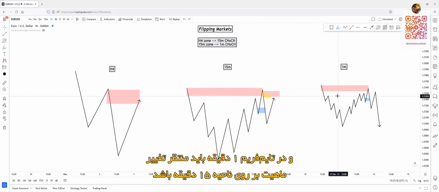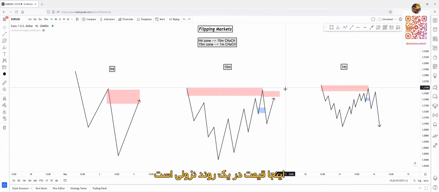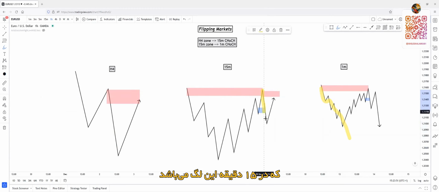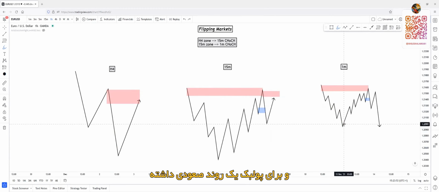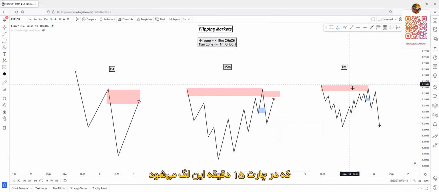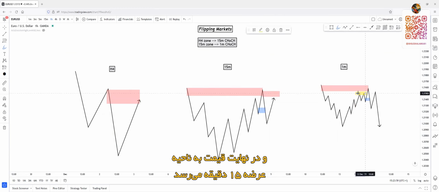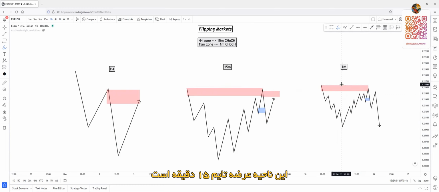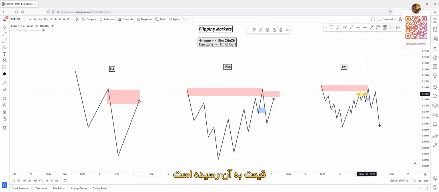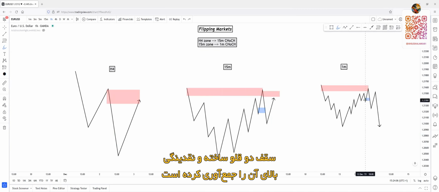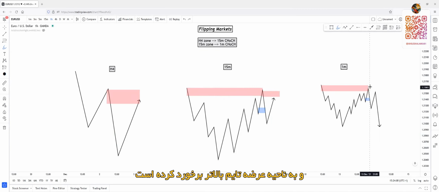And on the 1-minute chart, you will have to wait for a 1-minute change of character inside of that 15-minute supply zone. So price is moving in a downtrend here, which is this leg of the 15-minute chart, and after it creates a pullback moving in an uptrend here, which is this leg of the 15-minute chart, it almost reaches the 15-minute supply zone. This is the 15-minute supply zone, almost reaches it, creates a double top, sweeps the liquidity to the upside, taps into a higher time frame zone, which is a 15-minute zone.